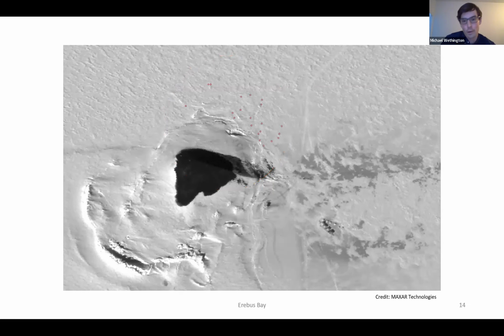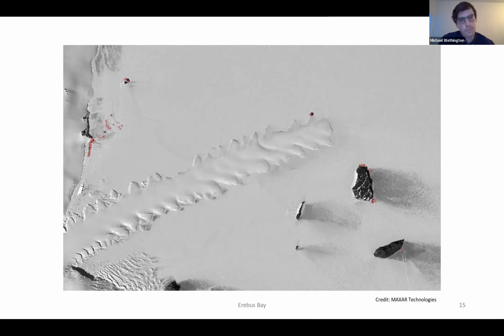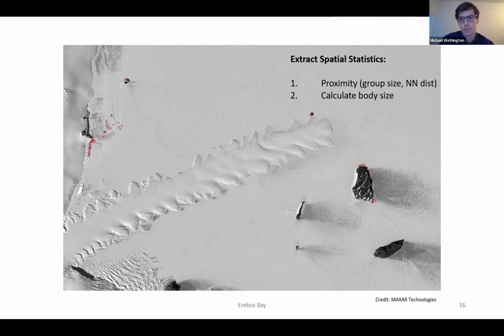We find all these seals and append spatial points, so we know the absolute location at any given time and space for these seals. We zoom out, you spend tons of time trying to find them in a given scene, and you have an output that looks something like this, where here are all the seals we can find in a given space. From there, once we have the locations, we extract spatial statistics. The first pass is running a set of simple algorithms to extract proximity distances, group size, nearest neighbor, et cetera. And then we pass all this data into the body size calculation.